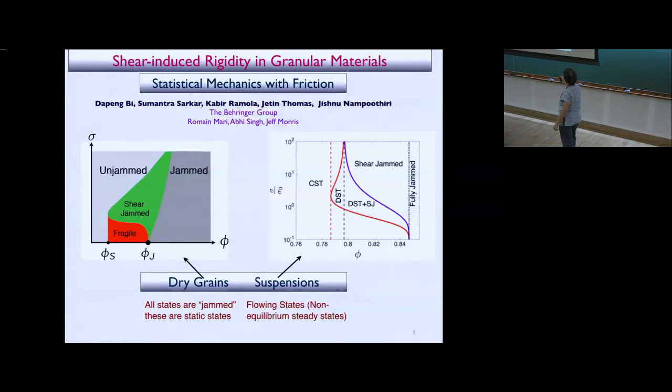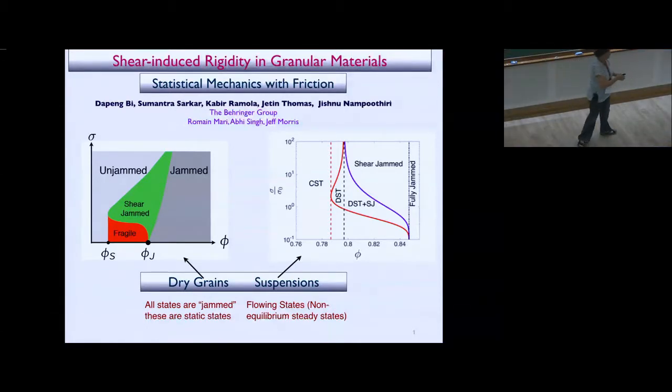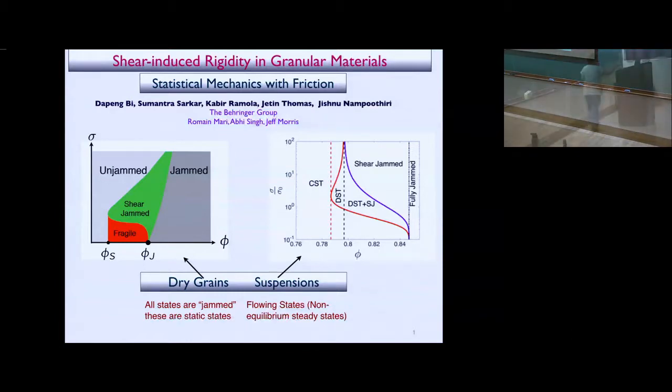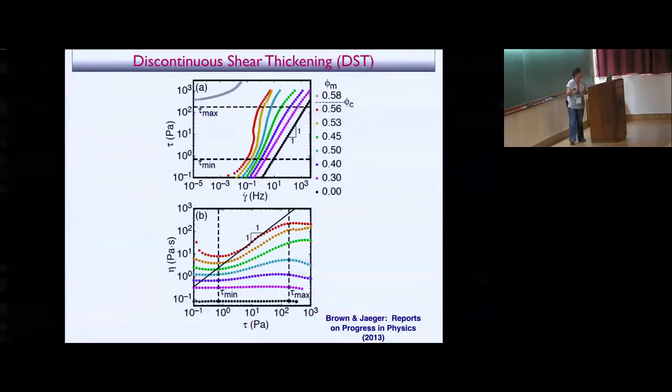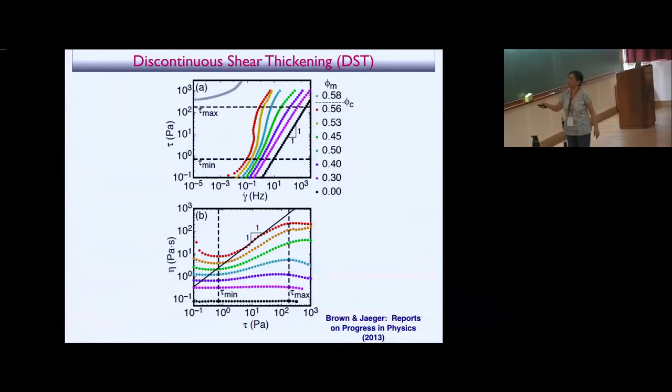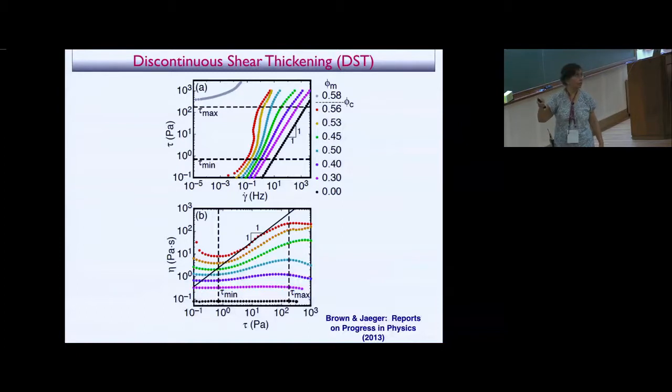And what you observe is something called continuous shear thickening, discontinuous shear thickening, and this is discontinuous shear thickening plus shear jamming. I will try to explain what all of those things are phenomenologically. So this is the phenomena. This was observed in, amongst others, a nice review article by Eric Brown and Heinrich Jaeger. They use tau instead of sigma, I use sigma. It's the shear stress. So if you look at the shear stress as a function of the imposed shear rate at different packing fractions. This is all in 3D.